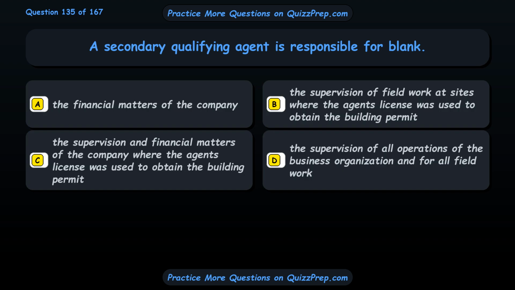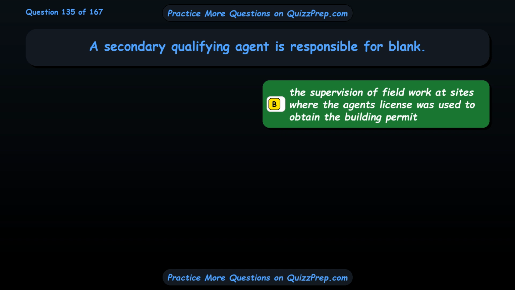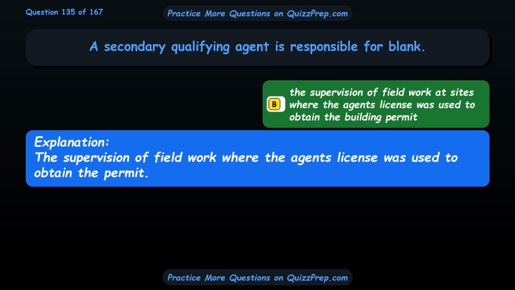Question 135. A secondary qualifying agent is responsible for blank. Option A, the financial matters of the company. Option B, the supervision of field work at sites where the agent's license was used to obtain the building permit. Option C, the supervision and financial matters of the company where the agent's license was used to obtain the building permit. Option D, the supervision of all operations of the business organization and for all field work. The correct answer is option B, the supervision of field work where the agent's license was used to obtain the permit.